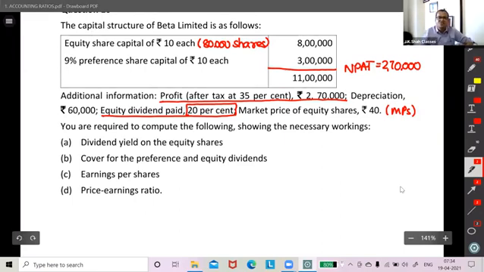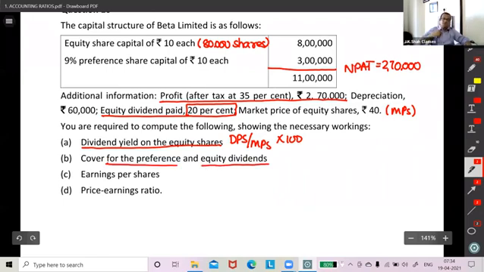Now, in the middle of the question, we are not going to leave the question and go somewhere to find out the market price. You are required to compute the following. Show the necessary working. Dividend yield on equity shares. So what is the formula? DPS upon MPS into 100. Cover for preference dividend and cover for equity dividend. See, now here you have to develop your logic. Okay, fine, we'll solve. Earning per share and PE ratio is what we have to calculate. So let's do it. It's a very simple question.